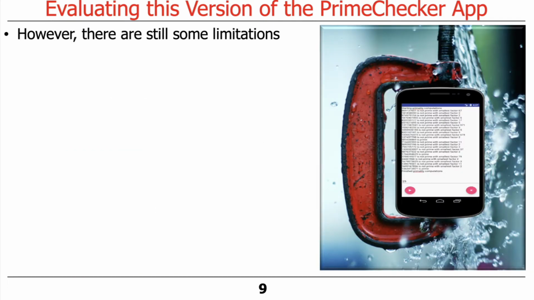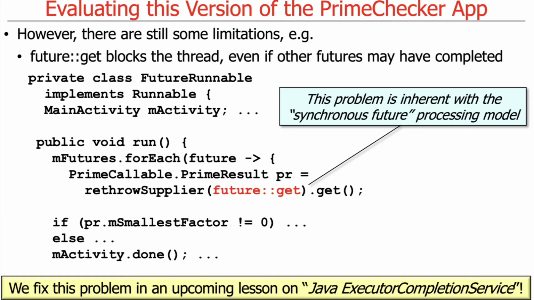So that's pretty cool. But of course, not everything is unicorns and rainbows. There are also some limitations here. And one of the main limitations is the fact that calling future get blocks this thread. Now keep in mind, it's a background thread, so it's not a problem that it's blocking. It's just that it's blocking on the order in which the tasks were submitted. Think about this for a second. This is really important to understand.